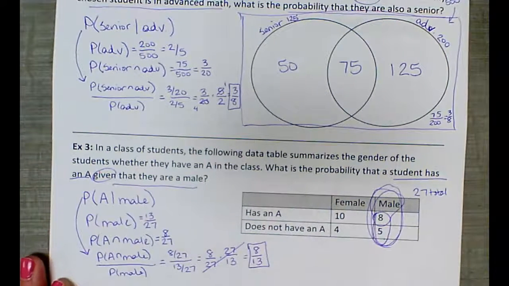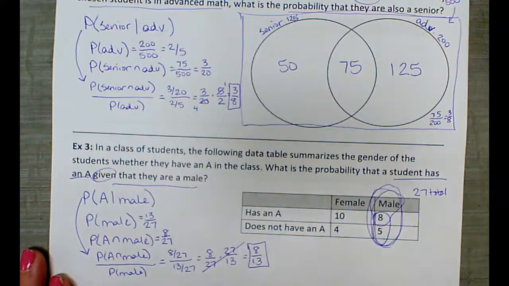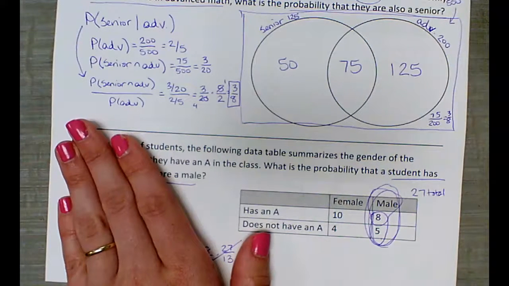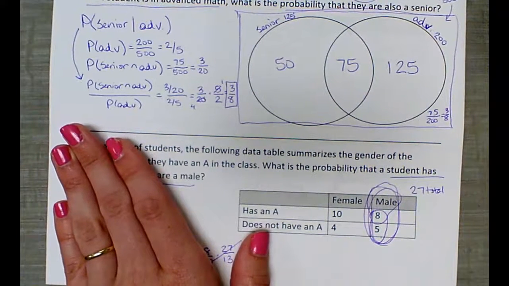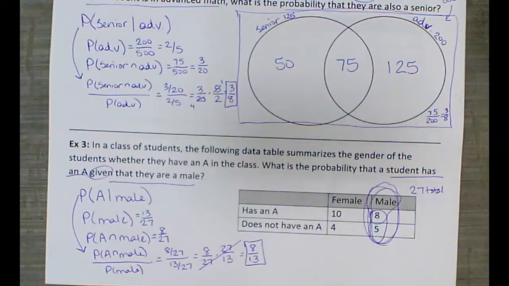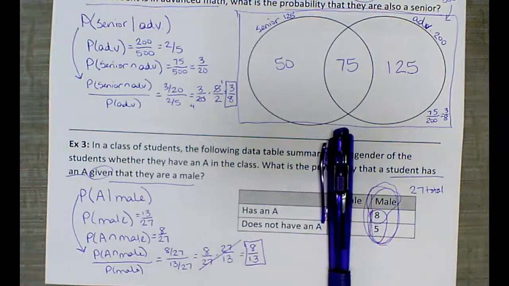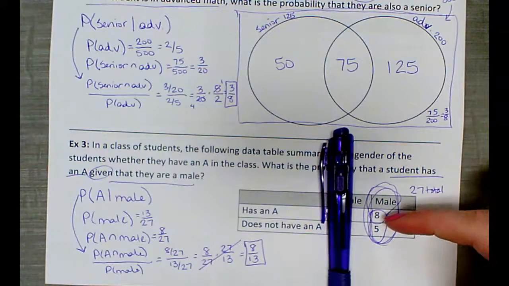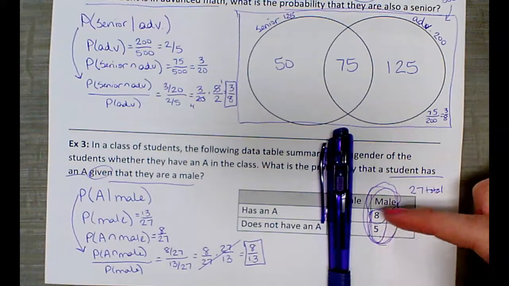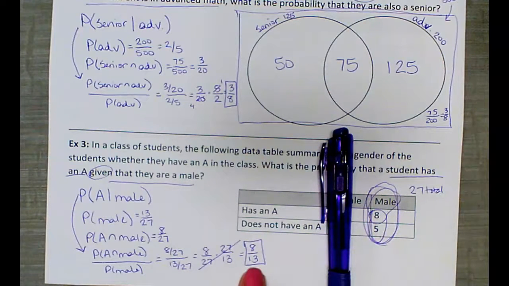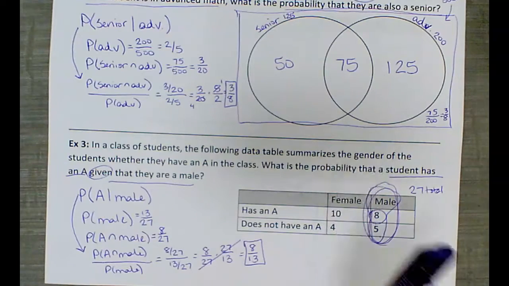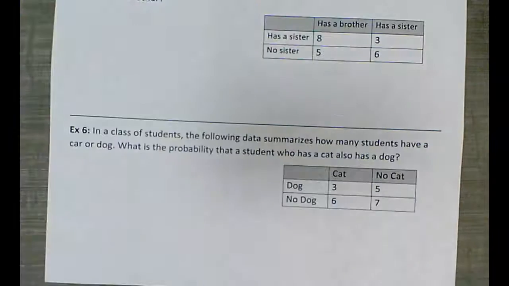So the probability that a student has an A given that they are a male in this class is 8 out of 13. If I ignore the fact that I did this, and I just look at the table, and I want the probability that the student has an A given that they are male, well, that means that I'm only looking in the column with male students. And if I want the probability that they have an A, that's 8 students out of this total here, which is 13. It's the same number that we got here. All right, let's turn the page.